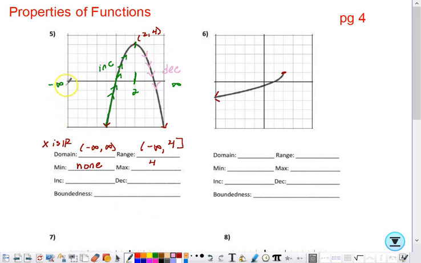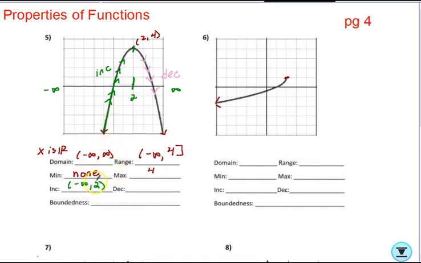So increasing interval is negative infinity to 2. But not including 2, we use a curve bracket. And then decreasing, we start. Sorry, the announcement cut me off. So we don't include 2. It's never a square bracket on increasing and decreasing. Then decreasing, we continue from 2 to infinity. For the decreasing interval.